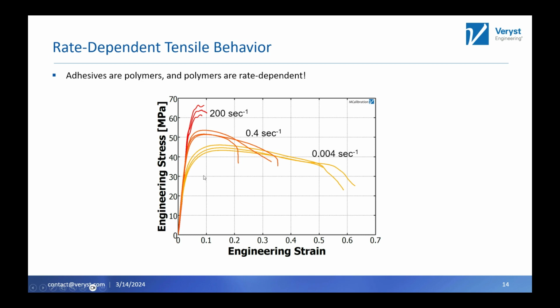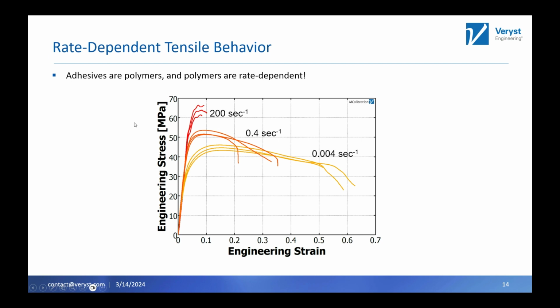What I'm showing on the screen here is an engineering stress, engineering strain curve of the same polymer, but tested at 3 different strain rates: 0.004 strain per second, 0.4 strain per second, and 200 strain per second. You can see that the apparent strength of the material changes from about 42 megapascals all the way up to about 63 megapascals as we go from what I would call a quasi-static rate to a moderate rate all the way up to an impact rate.